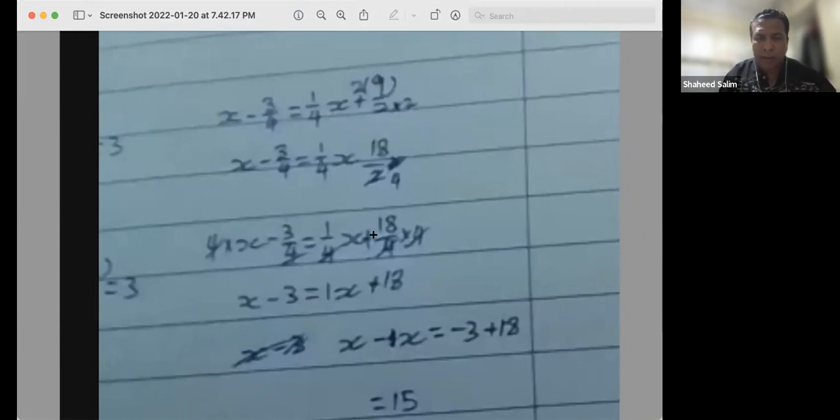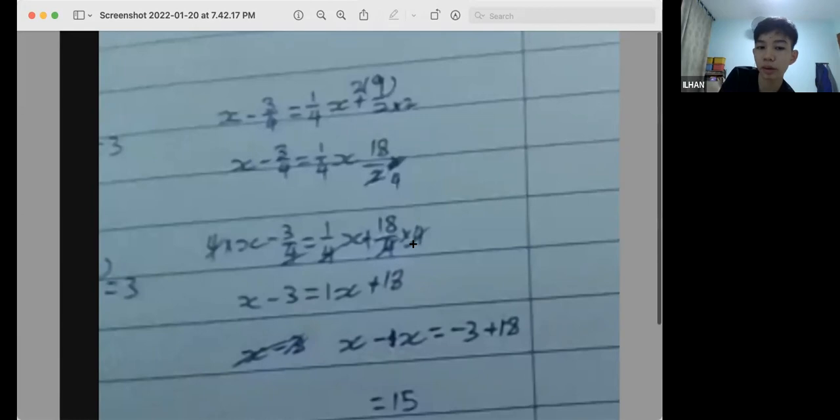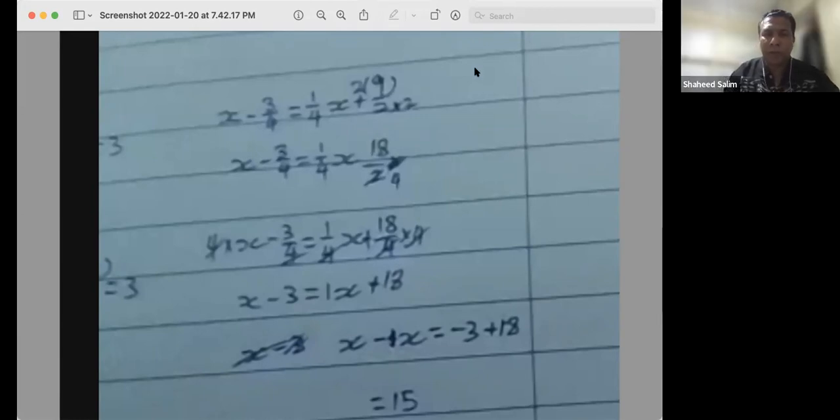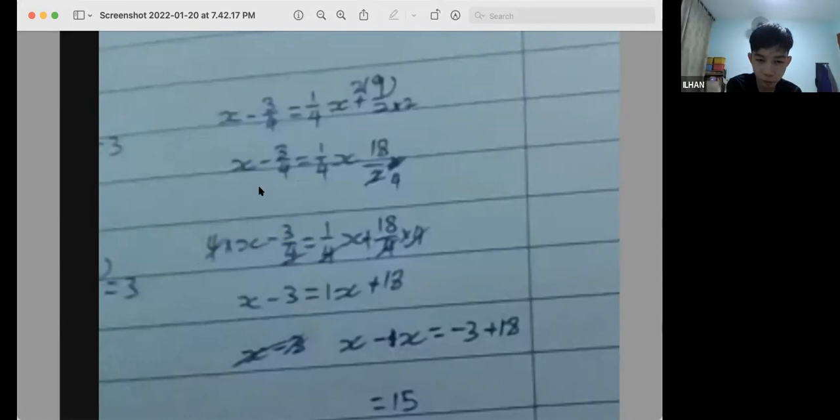So what do you get? x plus 18 over 4? Yeah. So the problem down here is one thing. You have 4 down here, is it? What happened? Can you explain to me? Because I wanted to remove the denominator. Okay, the denominator down here is 1. So you times by 4, you get 4x here. Is that what you were doing?